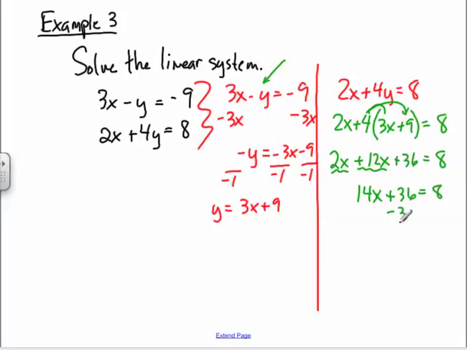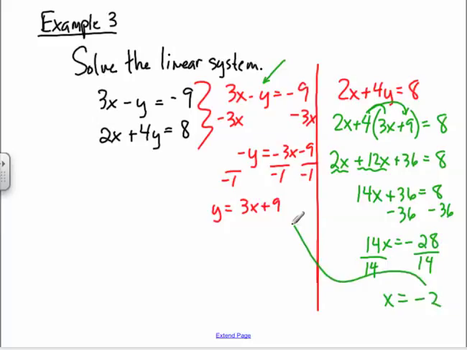I'm going to combine these like terms, and I'm going to get 14x plus 36 is equal to 8. And then I'm going to subtract 36 from both sides to get that 14x by itself. So now I've got 14x equals negative 28. I'm going to divide by 14 to get the x by itself and get x equals negative 2.